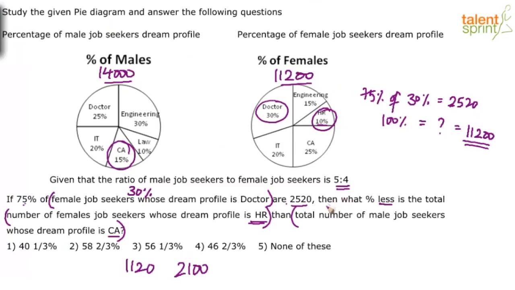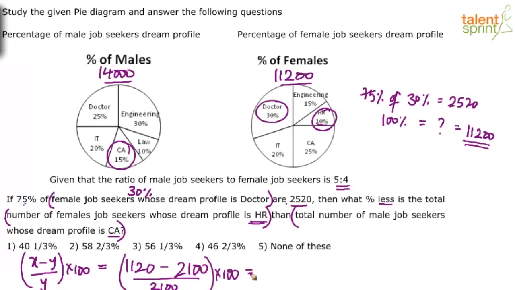What is he asking us to find out? What percentage less is the total female job seekers whose dream profile is HR, than the total male job seekers whose dream profile is CA. So basically, 1120 is what percentage less than 2,100. Remember, X is what percentage less than Y? How do you get this? X minus Y by Y into 100. So that's what you need to do here. What is X? 1120, and Y is 2,100. So X minus Y upon 2,100 into 100.